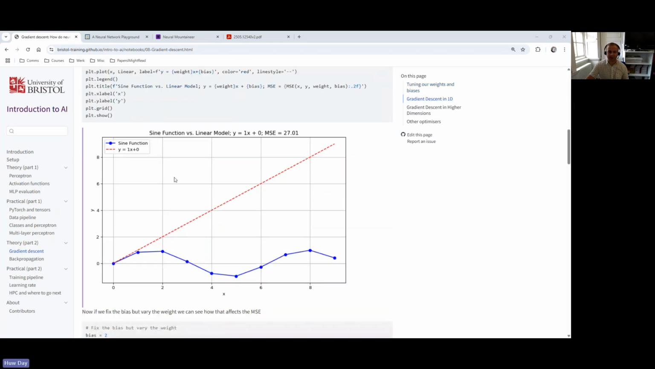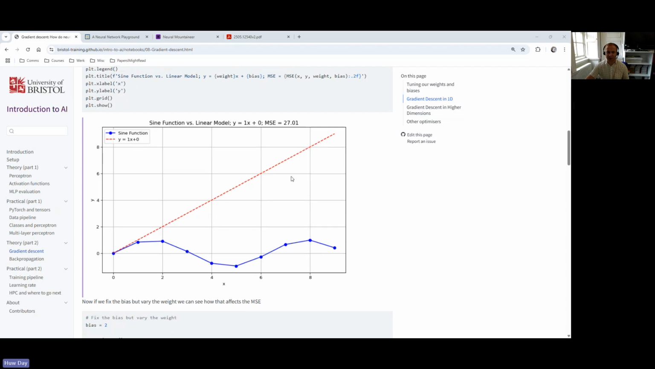So here is an example where instead of having a proper neural network, I just have a linear model, and then I have a function I'm trying to approximate. In this case, it's just a sine function. And so what you can see is that if I pick some values for the slope and the intercept of my linear model, then I can calculate the mean squared error.